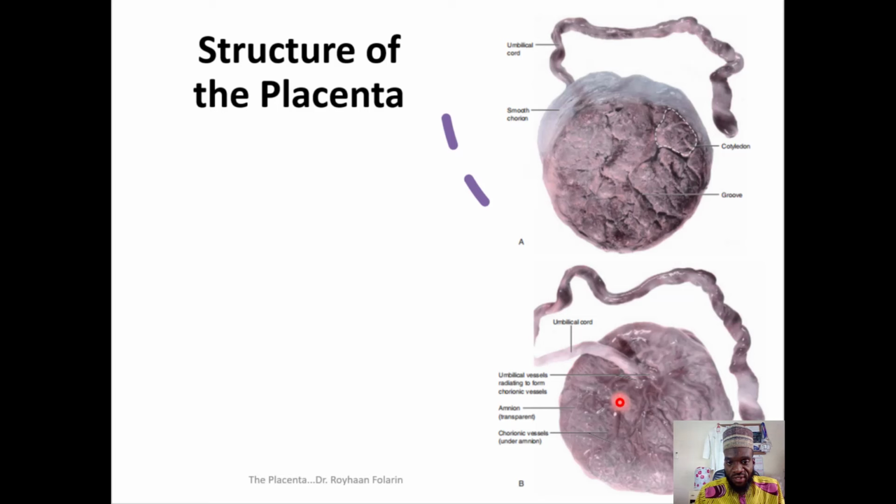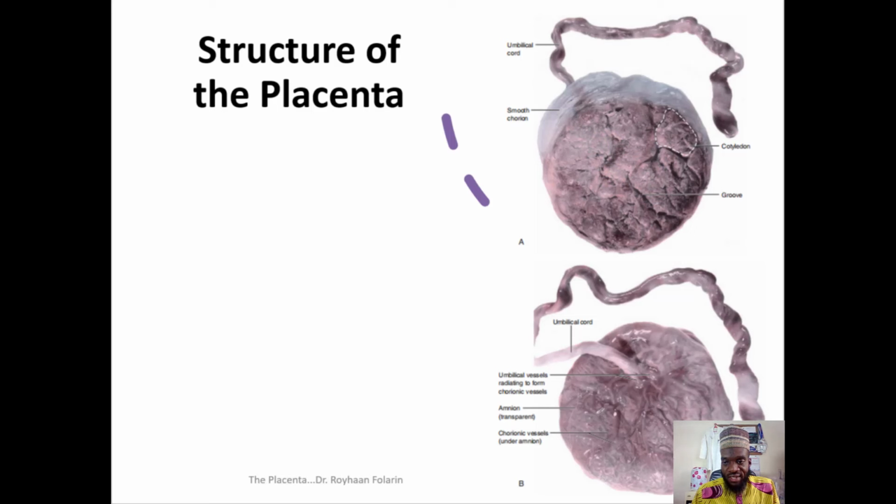So the fetal surface, as you can see here, is quite smooth and connected to the umbilical cord, which arises from here, while the maternal surface is irregular, as you can appreciate here, as it divides into functional lobes known as cotyledons. So here is a cotyledon, and these are grooves found between the different cotyledons.